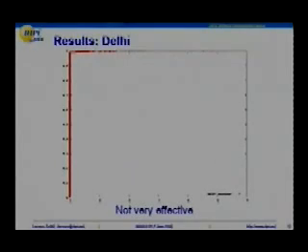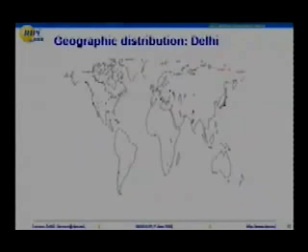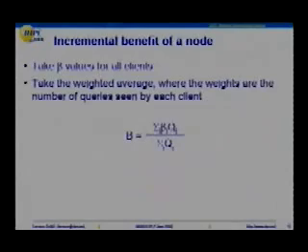The Delhi node is not particularly effective. It turns out that most of our clients would be better served by somebody else. So this is the geographic distribution of clients. Not much to see here.